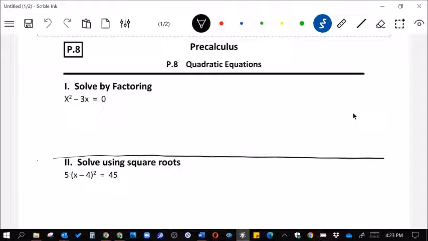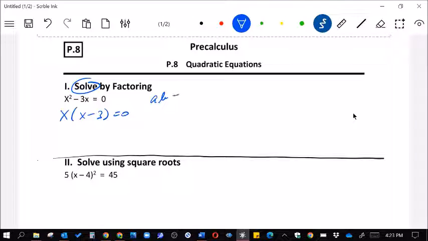Welcome. We're going to look at some of the factoring techniques in this section, starting off with the basic common factor method. Solve means get x by itself.